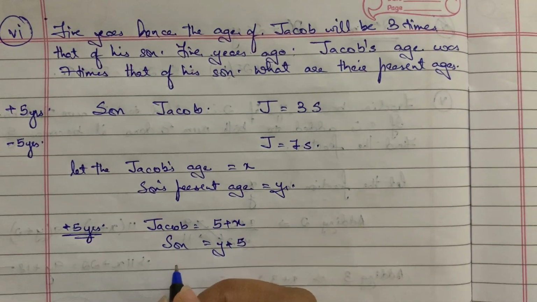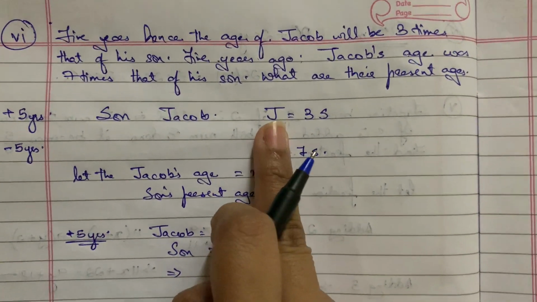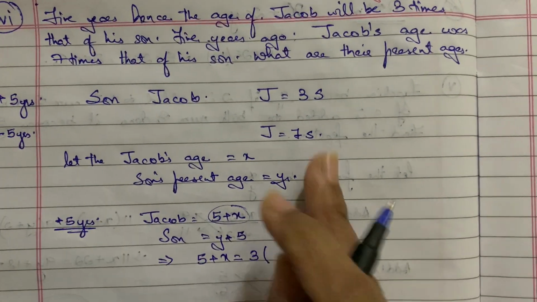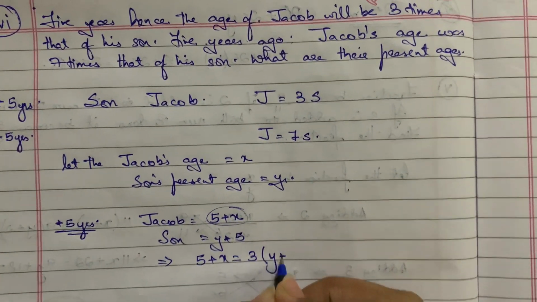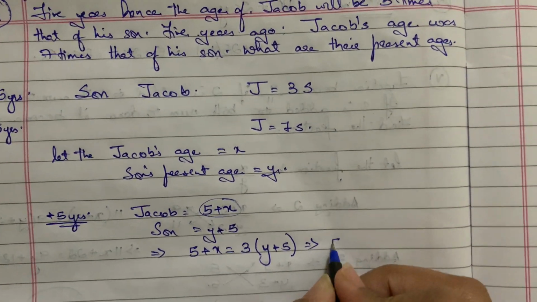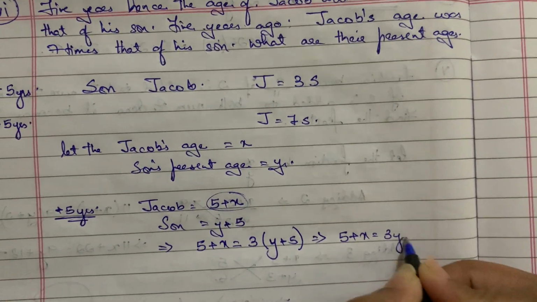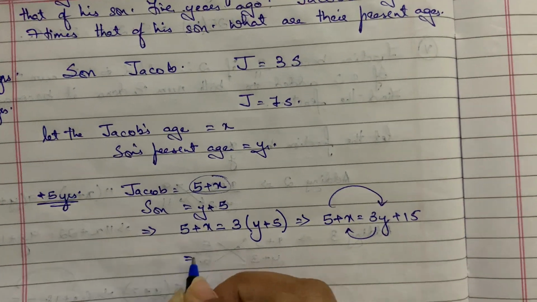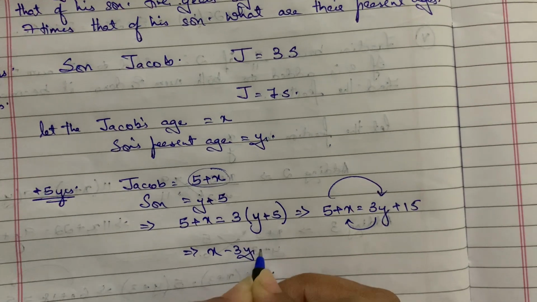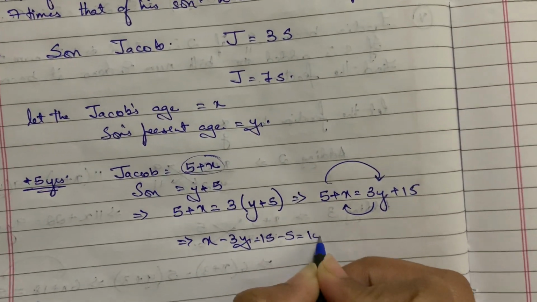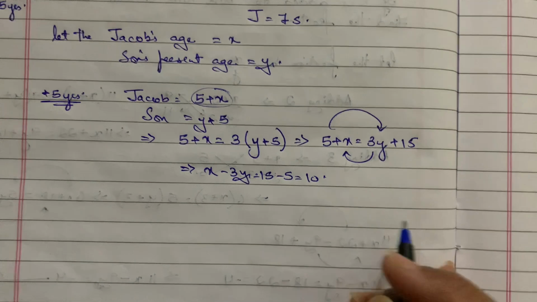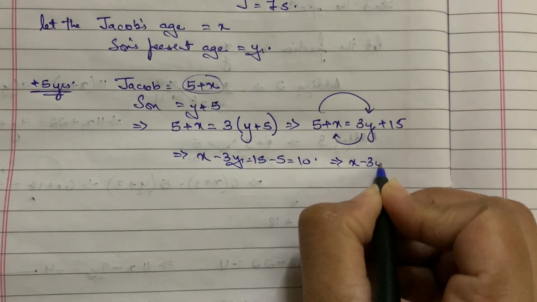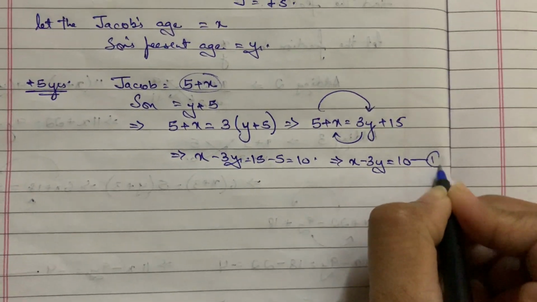Then the condition given here is Jacob will be 3 times the son's age. So Jacob is 5 plus X, he will be 3 times the son's age, that is Y plus 5. Let me simplify this. That becomes 5 plus X is equal to 3Y plus 15, and bringing all the terms together, it becomes X minus 3Y is equal to 15 minus 5, which is 10. So the equation is ultimately X minus 3Y is equal to 10. Let this be equation 1.